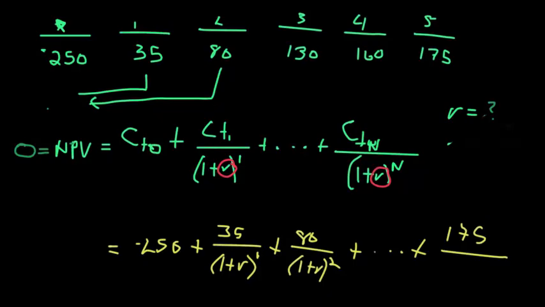175 over 1 plus R cubed. And again, I'm solving for this R right here, this R right here, this R right there. But in order to do that, I have to have something on the other side of the equation, and that is going to be the number 0.